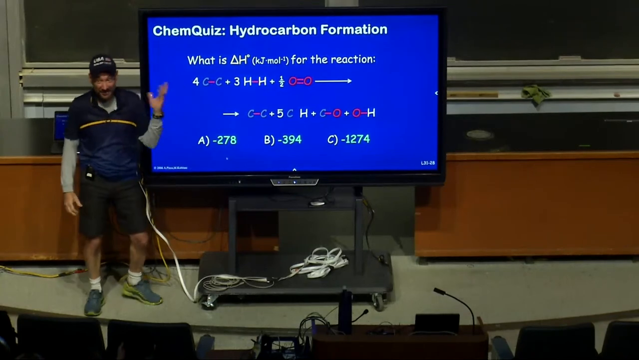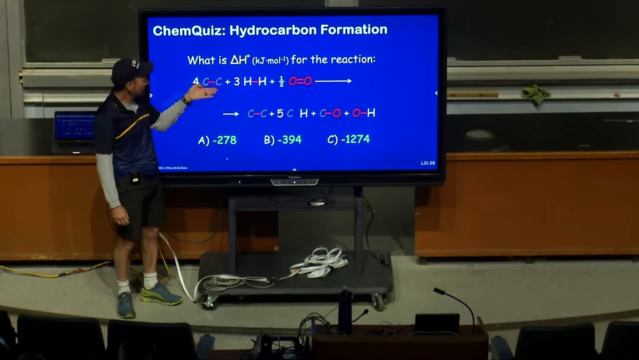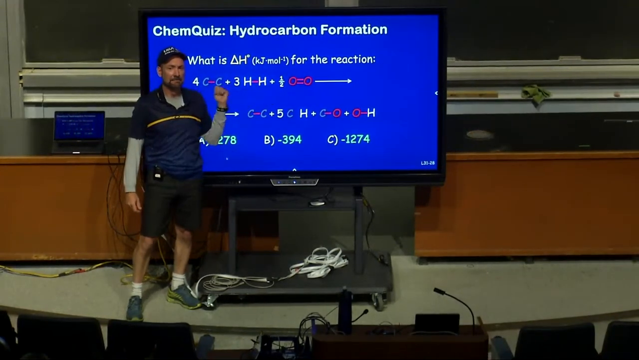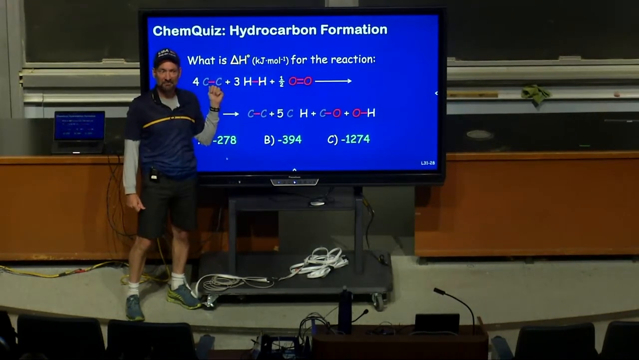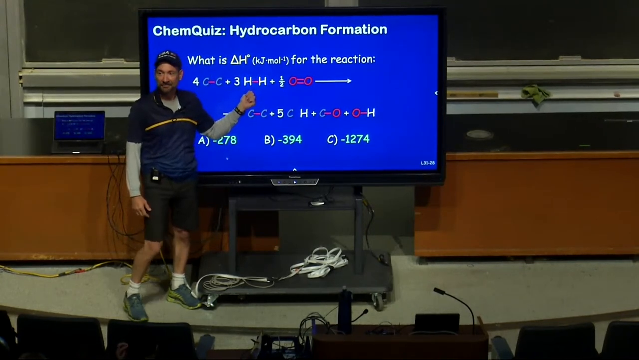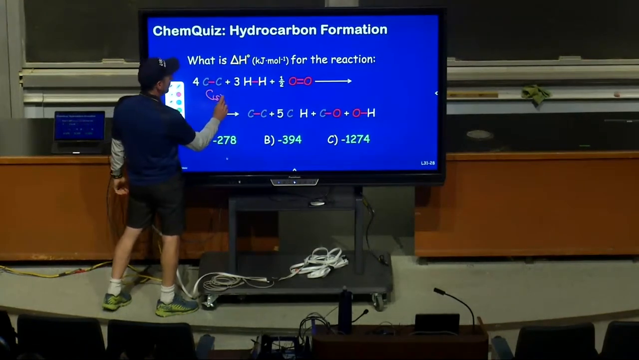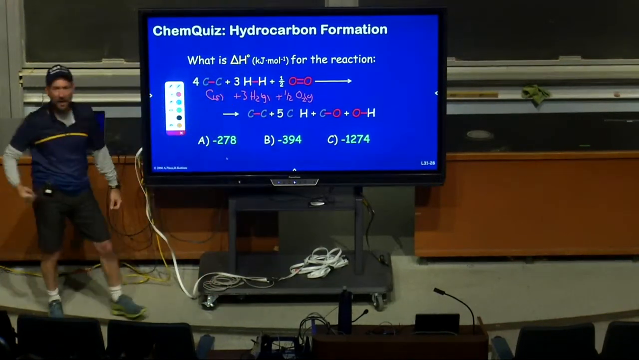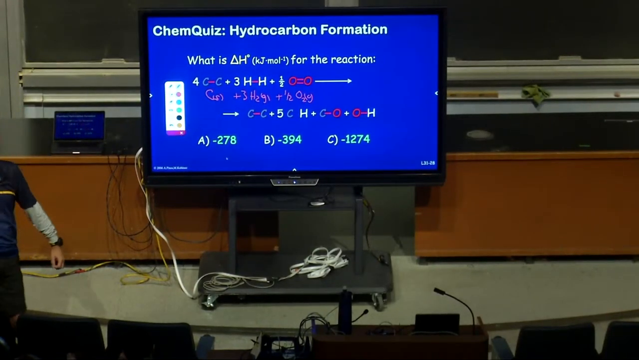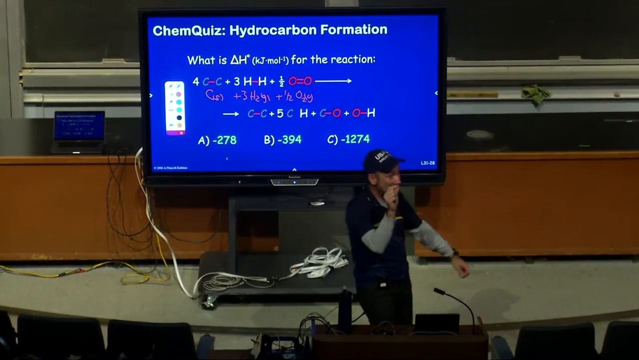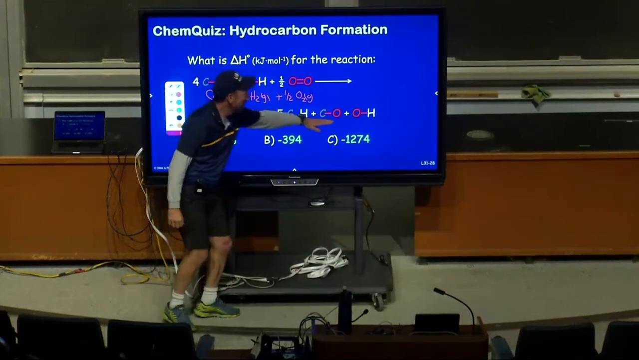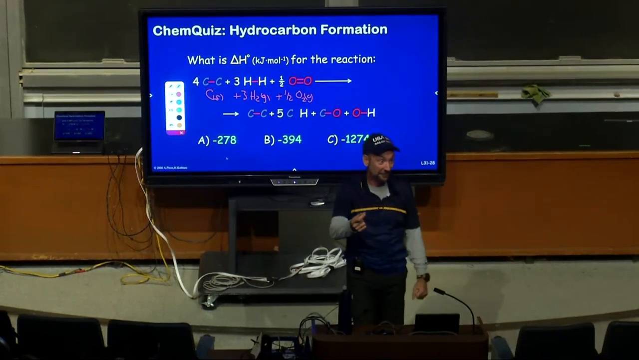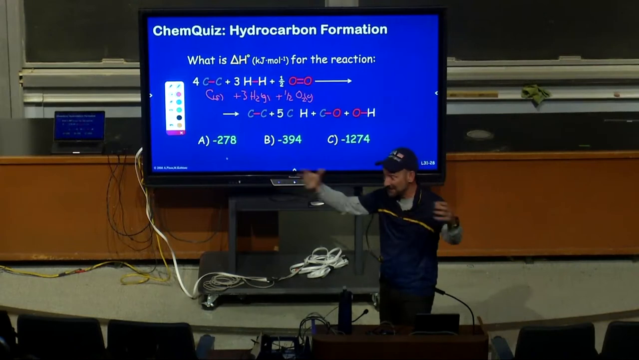But here's one of those things that I'd like you to recognize. If I'm breaking four carbon-carbons, three hydrogen-hydrogens, and one-half oxygen-oxygen, what are these? This is carbon solid. This is hydrogen. If I wrote it like this, what would you call all those things? Elements in their standard states. So now you know, if you get that far, this is an enthalpy of what? Formation. This whole reaction must be the enthalpy of formation of something. So it's just a learning experience. You didn't have to realize that. That was maybe one step beyond.